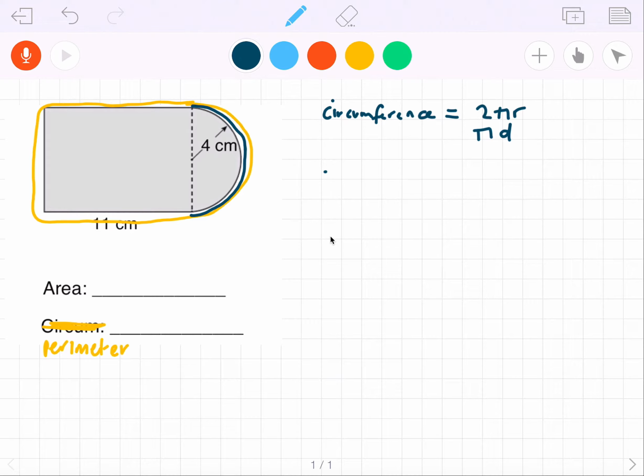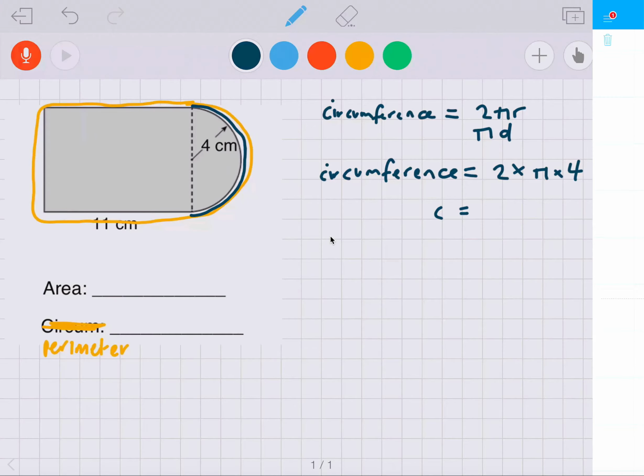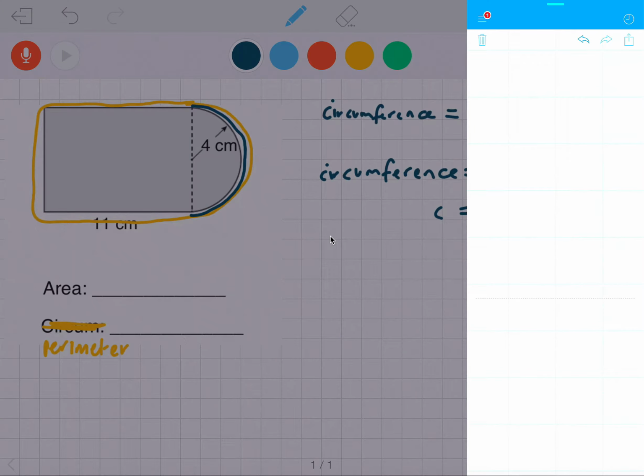Let's do that again. I'm putting in my workings, and this is what I expect to see in your notebooks. The circumference equals 2 times pi times the radius, which in this case is 4 centimeters. I'm just going to write c this time because I'm going to be tired of writing circumference. I'm going to grab my calculator and do 2 times pi times the radius, which was 4.